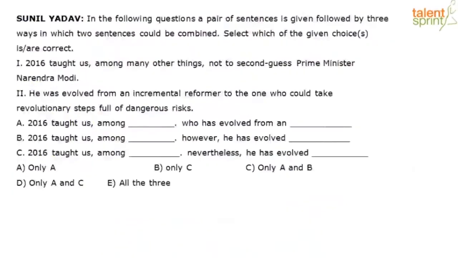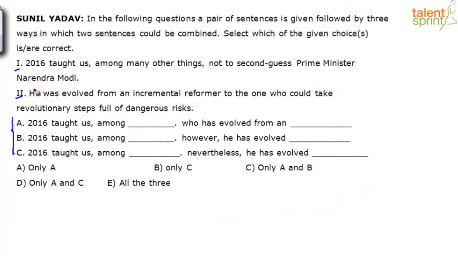Okay. I mean, we've seen these sentence connectors, but it seems like a different pattern though. In the following questions, a pair of sentences is given, followed by 3 ways in which the 2 sentences could be combined. Select which of the given choices are correct. So we have 2 sentences. Okay, yes. So they're saying 3 ways in which these 2 sentences can combine. So let's look at it.